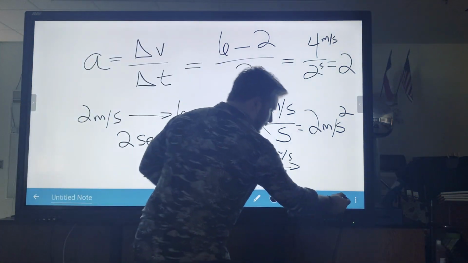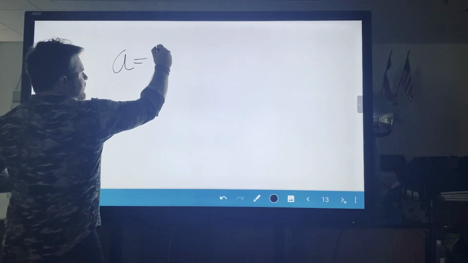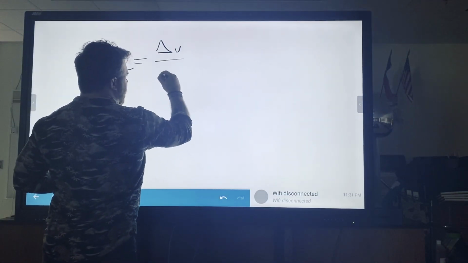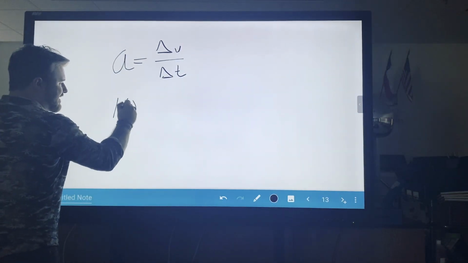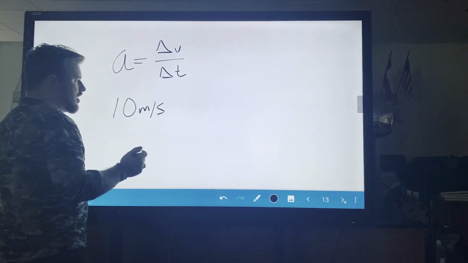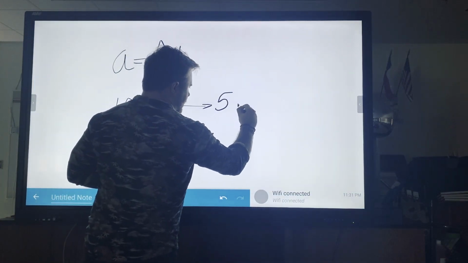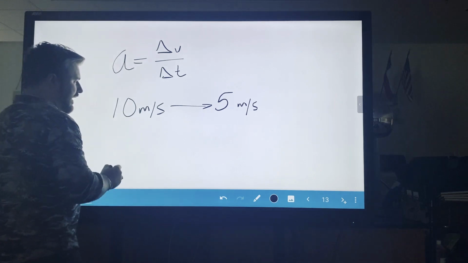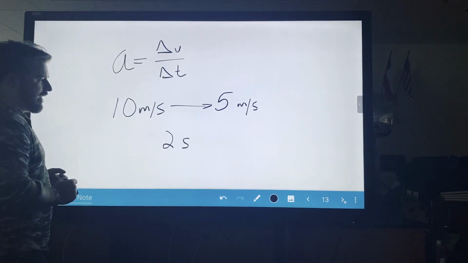Let's go. What if, and I'm going to write my equation here. Notice I'm always writing my equation, delta V over delta T, changing velocity, changing time. Let's say I started at 10 meters per second. Someone jumps out in front of me, and I slow down to 5 meters per second, right? And let's say it takes me 2 seconds to do so.